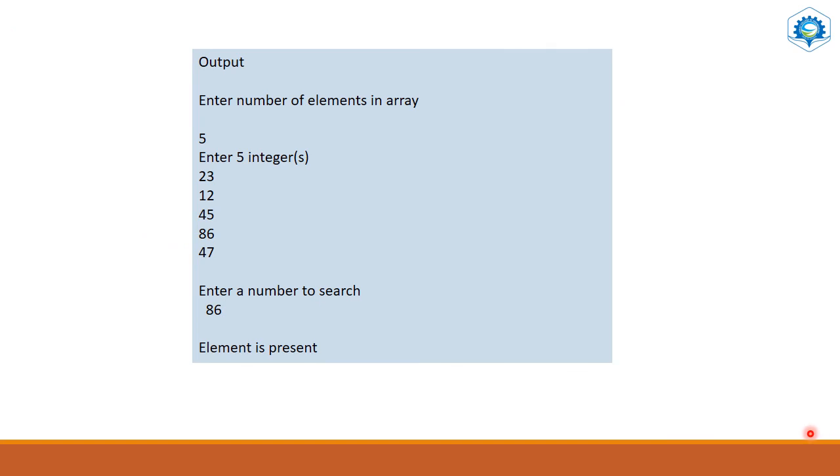And this is how the output is. Enter the number of elements in an array. 5 is the number of elements. These are the 5 integers. And 86 is the number to be searched. And we have 86 in the array. So it displays element is present. So this is the sample output of the program.